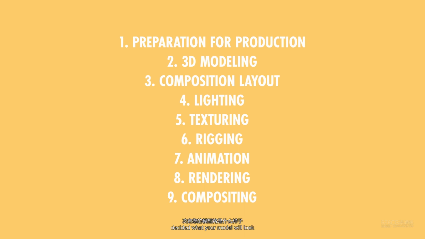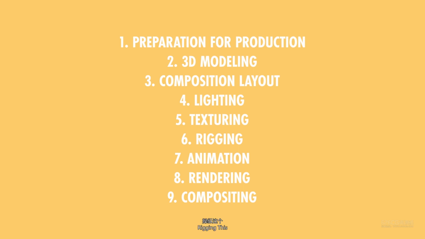3D modeling. After you have decided what your model will look like, make sketches or find some ready-made solutions. You can start modeling. Build a composition. This is the step when you assemble the models into your scene, into a single composition. Lighting. Configure and arrange the lights. Texturing. Create materials and textures for models and environments.